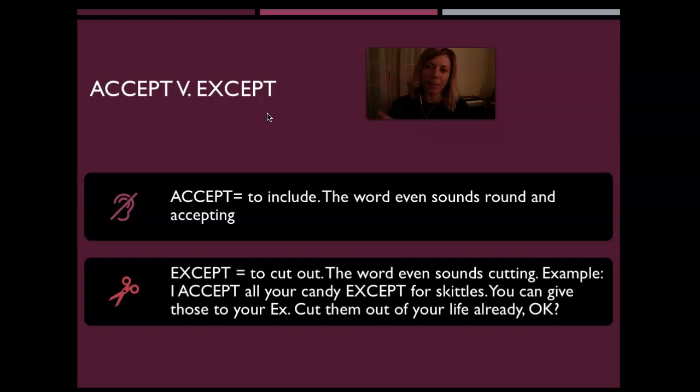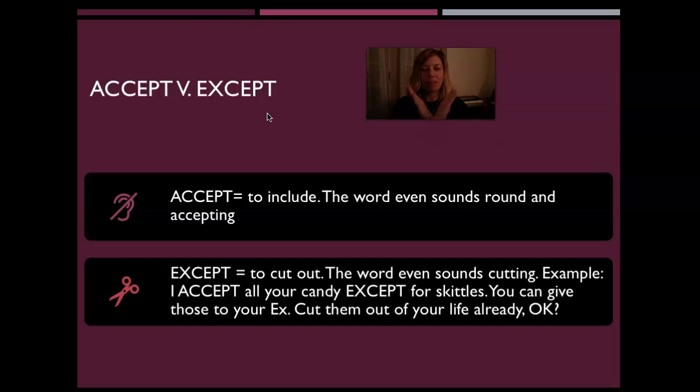So accept means to include. And I always tell students the word even sounds round and accepting. So it has the A, which is round, like a hug, right? I know that sounds ridiculous, but it's like a hug. It's like, I accept you, okay? Except is to cut out. So the word even sounds cutting.